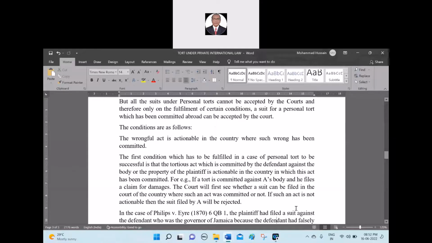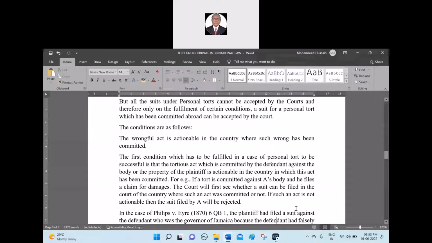For instance, in Tanzania, a prostitution case will not be actionable. Of course, that comes under criminal law. If a case is not actionable in Tanzania, then if a man files a case in another country, it will not be accepted because it is not an offense in Tanzania. If it is an offense in Tanzania, yes, it can be filed. That is the gist of it.